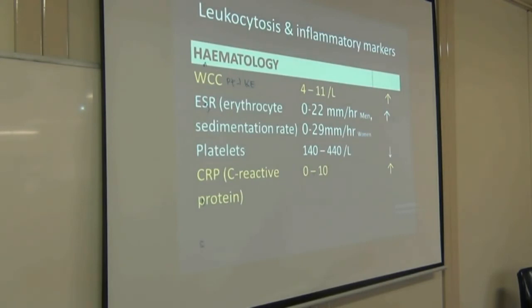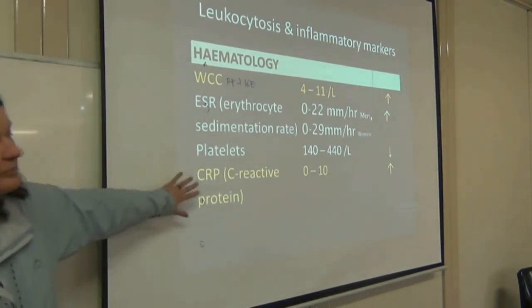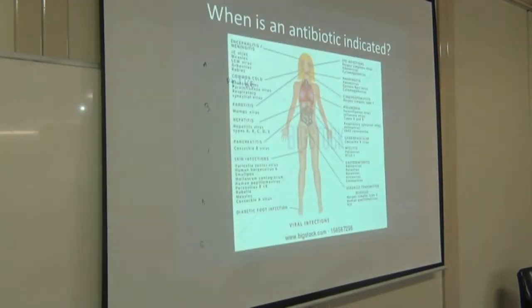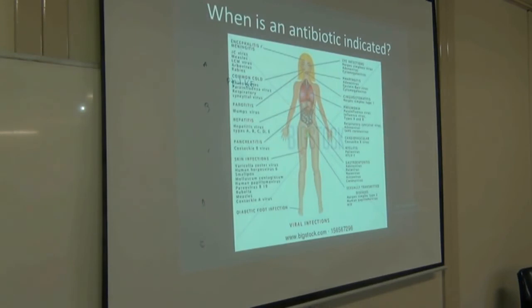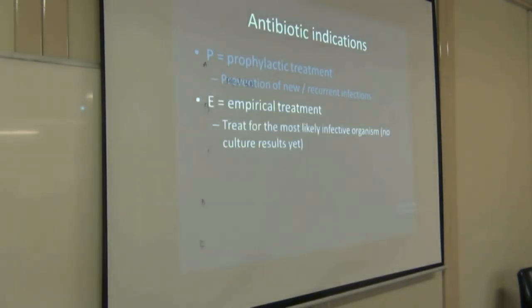So your leukocytosis and inflammatory markers that you can use: your white cell count is usually increased, your erythrocyte sedimentation rate in an infection is usually increased, your platelets are usually decreased, and your CRP is usually increased, more than 10. So remember, an antibiotic is indicated, but it could not be a bacterial infection. There are many viruses that can cause it; there's a viral type of pneumonia, there's a viral type of UTI.